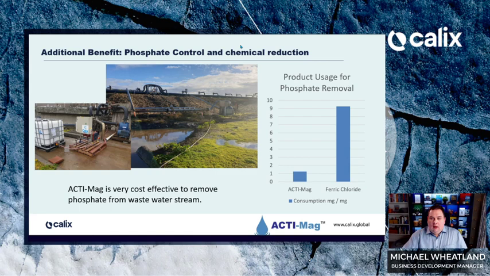Another case study we've done with phosphate reduction was a food manufacturing plant in Ballarat. This one was quite a large anaerobic system, and they had problems with struvite scale within the discharge pipework of their anaerobic pond. So we came in with the ACTI-Mag and did some testing. We tested the ACTI-Mag against ferric chloride for the capture of that phosphate, and the amount of ACTI-Mag we needed compared to the ferric chloride and other solutions for that phosphate removal was much lower. As you can see here, it's about 9 times lower.